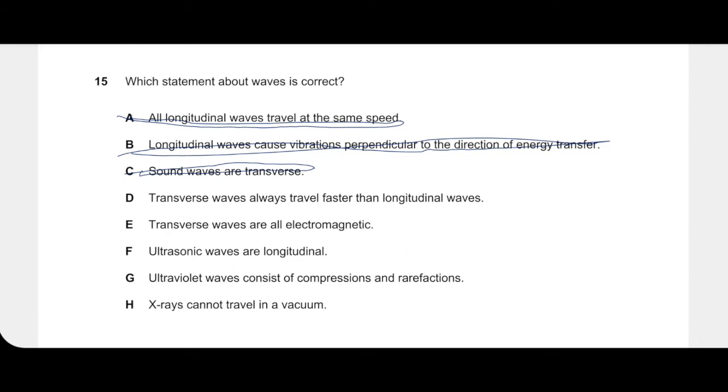D, transverse waves always travel faster than longitudinal waves. That is not true, depending on the wave and a lot of other circumstances. E, transverse waves are all electromagnetic. That is incorrect. All electromagnetic waves are transverse. And F, ultrasonic waves are longitudinal. That is correct, and the answer to 15 is F.